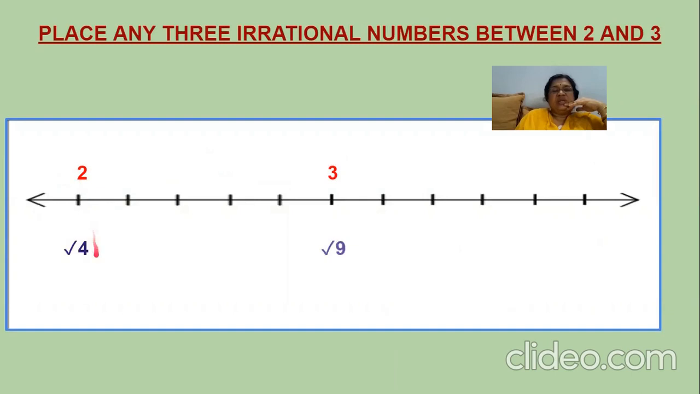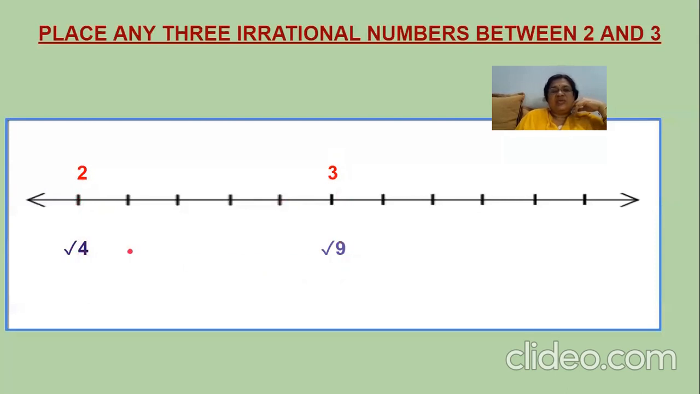So 2 can be written as root 4. Root 4 value is 2, you know, 2 square is 4. Root 9 value is 3. So 2 can be written as root 4, and 3 can be written as root 9.